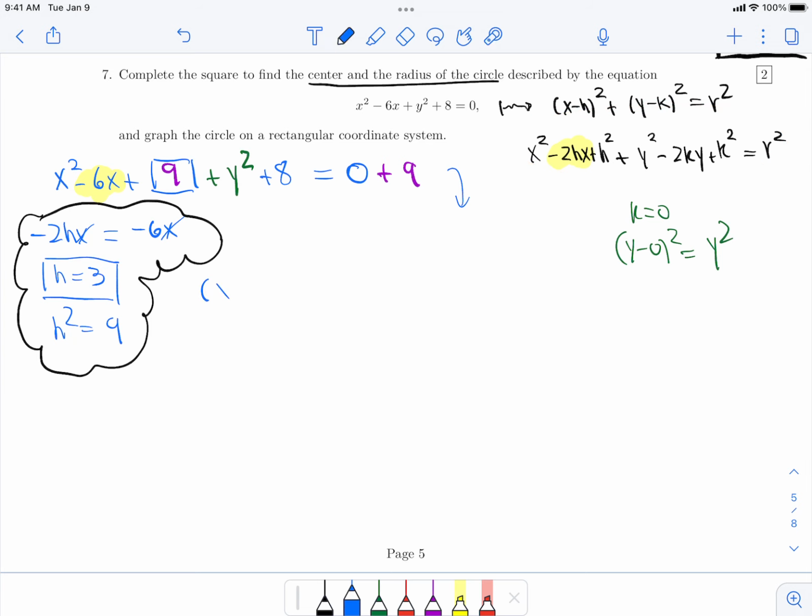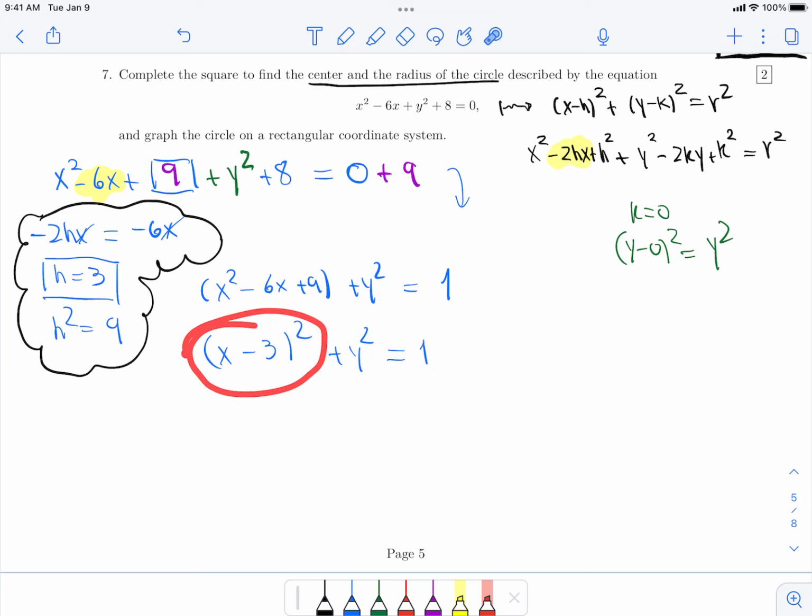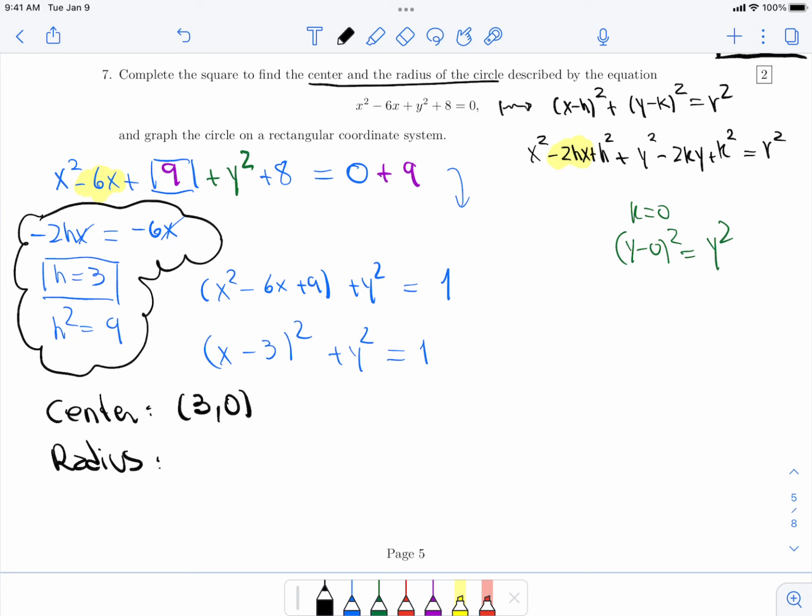So notice, right? I have x squared minus 6x plus 9 plus y squared, and then 9 minus 8, that is 1. This guy right here, I can write as (x - 3)^2. This is foiling this. You can see that's the same as this, or you can just remember that that's the h we found. So that is clearly what it is. I'm done. The center of the circle is (3, 0). The radius is 1, which is the square root of this guy.